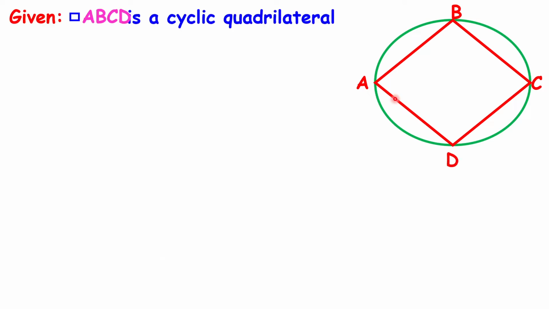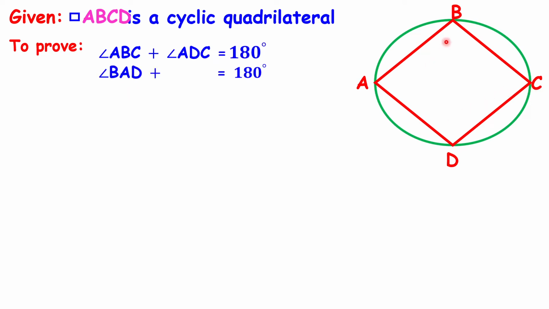Therefore, what is given? A cyclic quadrilateral is given. Which is the cyclic quadrilateral in this figure? Quadrilateral ABCD is a cyclic quadrilateral. This is given. To prove, the pairs of opposite angles are supplementary. Angle ABC and its opposite is D. That means angle ADC is equal to how much? Supplementary means 180 degree. Second pair, angle BAD and its opposite, that means C. How to read this C? Angle BCD is equal to 180 degree.